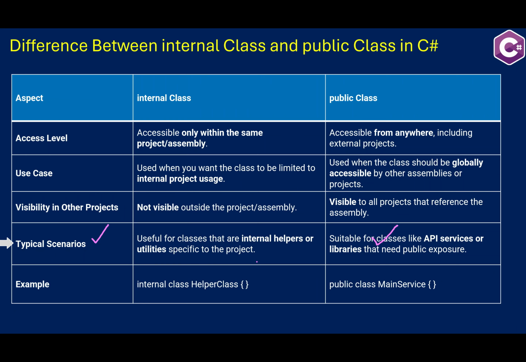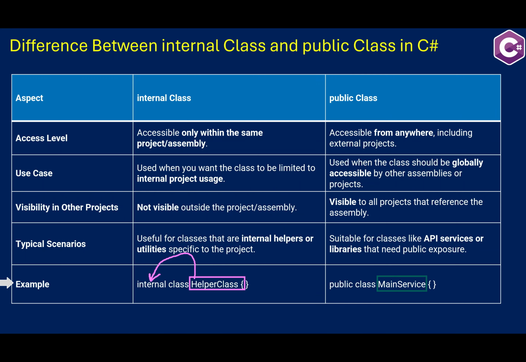Generally, if you want to design some helpers which are part of the internal project, in that case you have to use the internal class. If you want to design any APIs or libraries, you have to use public classes. For example, if you take the helper class, which is designed as internal, I can access it within the same assembly.